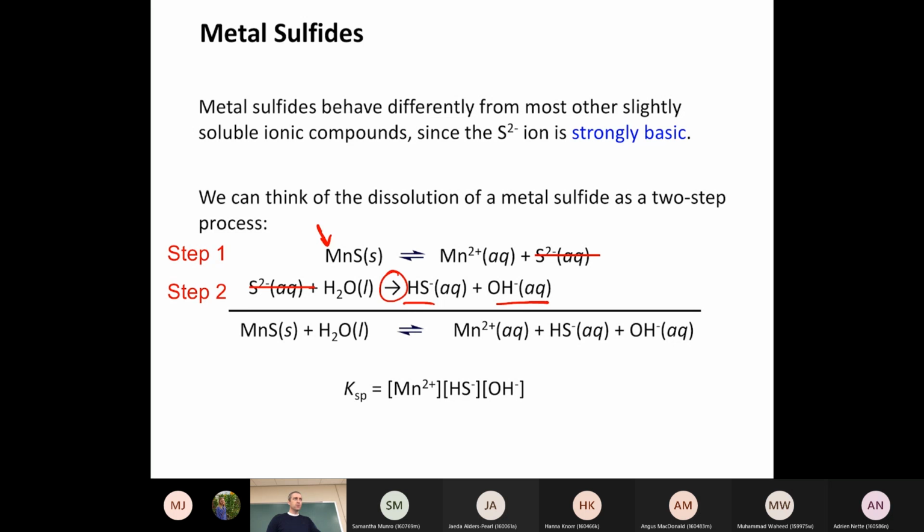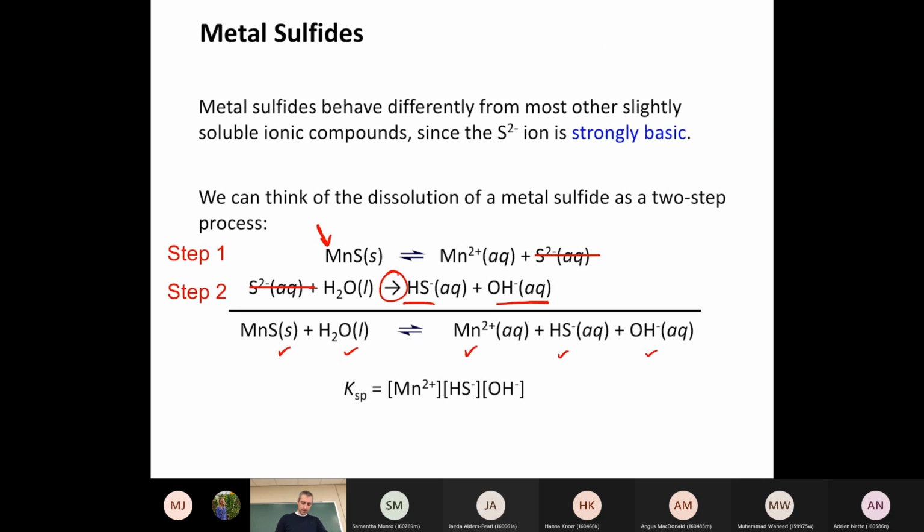So instead what we do is, because in this product there's no actual sulfide remaining, we express the equilibrium for this metal sulfide as the sum of these two chemical equations. So we cancel out S2- because it appears on both sides. And what we end up with is manganese sulfide plus liquid water is in equilibrium with the manganese ion, HS- and OH- in solution because of that base reaction.